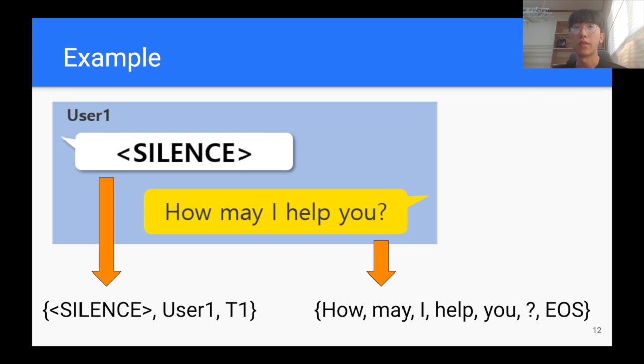The statement is split into words. In this case, there is only one word. A triple is generated from the words. The information is the word, the speaker, and the turn number. The triple is processed through the encoder, and the result is input into the decoder. The decoder then generates "How may I help you?" end of sentence, which is the response to the statement.